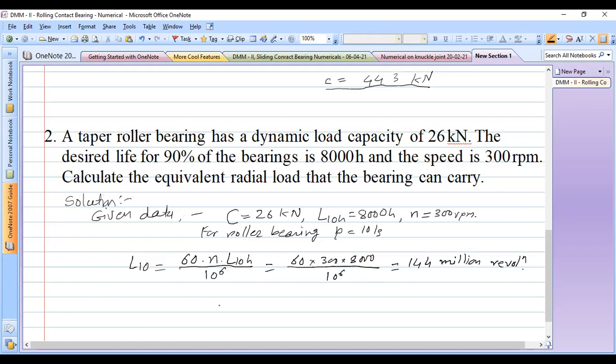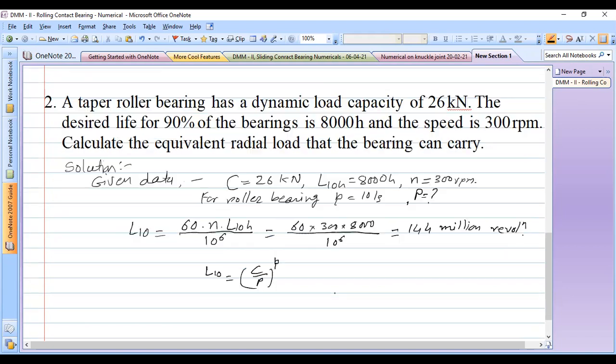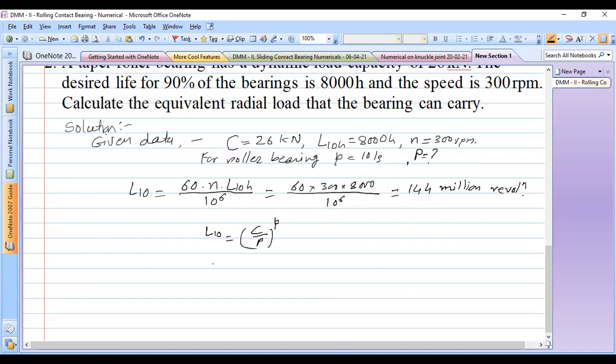Then we have to find out the radial load. We have to find out the equivalent radial load, which means capital P equals what? We have the formula L10 is equal to (C by P) raised to the power small p. So for a roller bearing, the small p value will be changed. L10 we got 144. C we already know, 26 kilonewton. P we don't know, we have to find the P value. And small p is given 10 by 3.